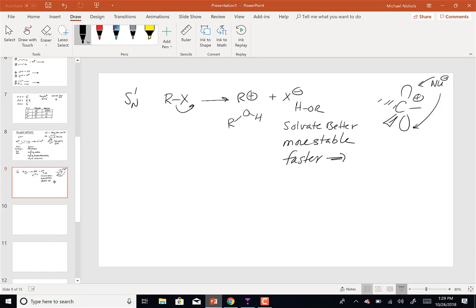So in this case, that means that the hydroxylic solvents, or the protic solvents, cause SN1 to occur faster. And what about the aprotic or non-hydroxylic solvents? That's going to go slower because it doesn't solvate as well. So I'm only going to focus on the hydroxylic solvent effects.